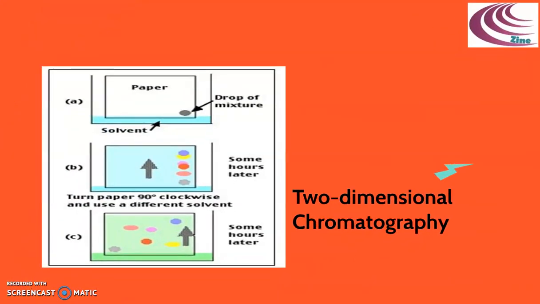Two-dimensional chromatography. Here the chromatogram development occurs in two directions at right angles. In this mode, the samples are spotted to one corner of rectangular paper and allowed for first development. Then the paper is again immersed in the mobile phase at a right angle to the previous development for the second chromatogram. Substances which have the same RF values can be resolved with the help of two-dimensional paper chromatography.